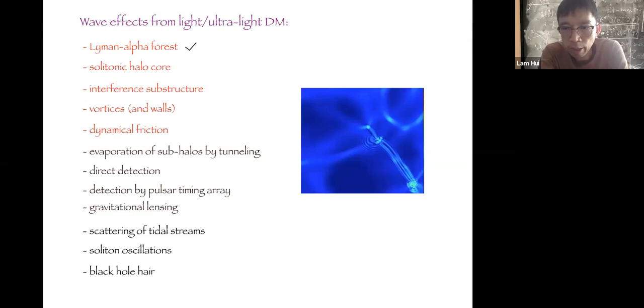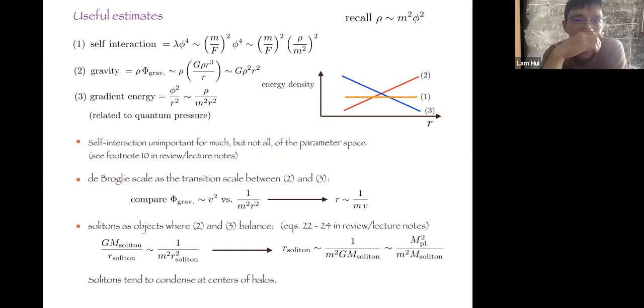It's very useful to have a back of envelope, rough estimate of different effects. So I want to show you how that is done, and let me show you the next slide. Okay, what am I showing you here? I am showing you three quantities, three possible effects that you might want to consider. And they are all given in terms of some form of energy density.